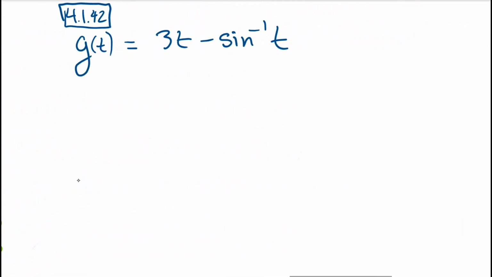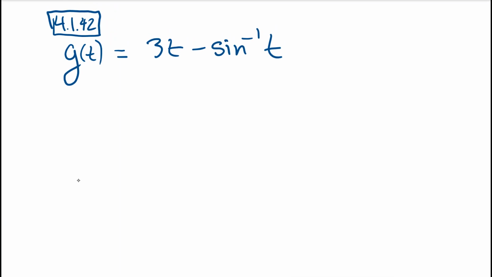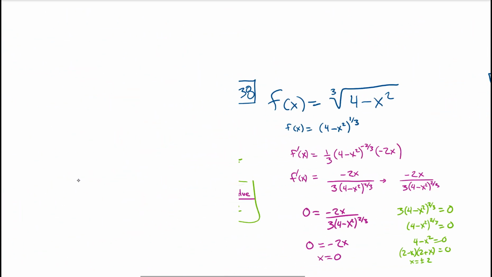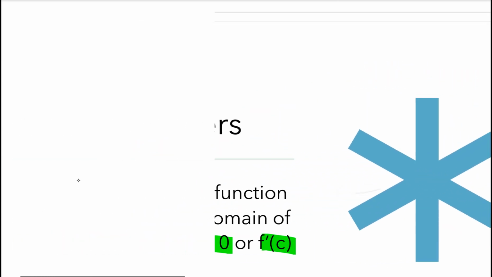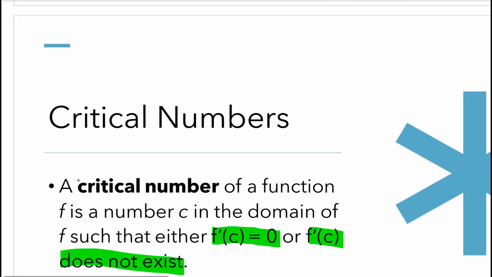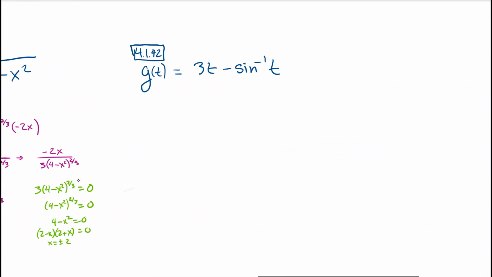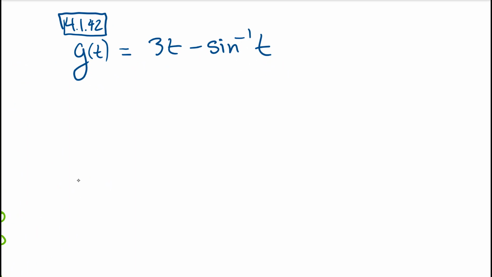So here we have g of t is equal to 3 times t minus sine inverse of t. Now, to start off, let me just bring you back to the little PowerPoint, if it'll come through. It says, a critical number of a function is a number c in the domain. It's got to be in the domain of f, what we start with. So let's go back to it now and look. Let's talk about the domain.